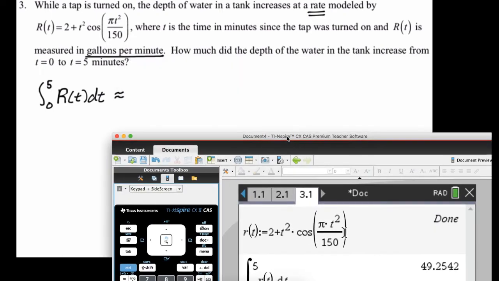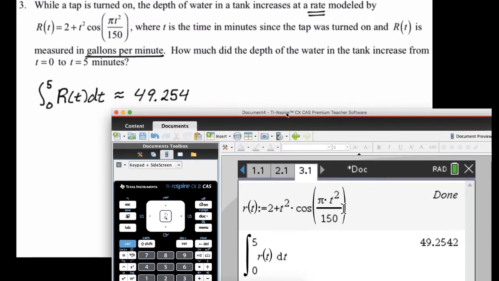49.254 and then gallons. So 49.254 gallons. Okay, so you can pause this at any time, you can rewind, keep that in mind if I'm going a little fast, or if I'm going slow, you can skip ahead, who knows. All right, let's look at the next problem. Oh, gallons, yeah. I'm getting murdered here.